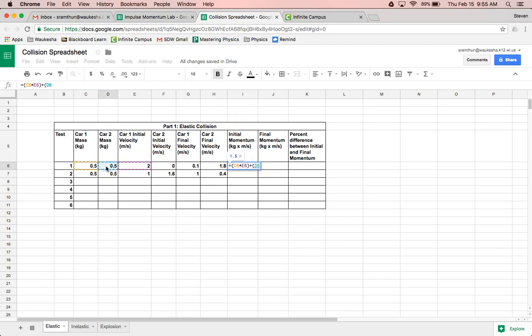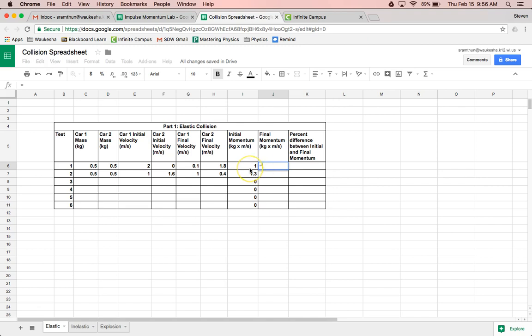Car 2 mass multiplied by car 2 initial velocity, which in this case is 0. I'll hit enter there, and then I'll drag that down. So I'll go back to the formula. You can see up here it's C6, which is car 1's mass, times E6, which is car 1's initial velocity. The second parenthesis is D6, which is car 2's mass, times F6, which is, if you look here, the initial velocity of car 2. We do the same thing for final.